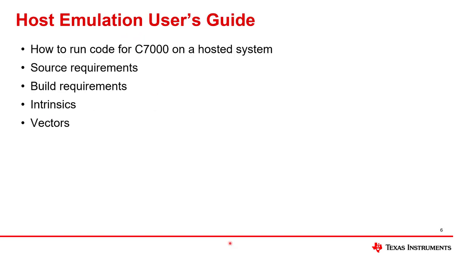Next are some details regarding the host emulation user's guide. And remember, host emulation is running code for C7000 on a hosted system. So this is where you can find out the source requirements for doing that, the build requirements, how you build on your hosted system to perform host emulation. And this is where you can learn how the C7000 compiler specific features are implemented in the world of host emulation, particularly intrinsics and vectors.